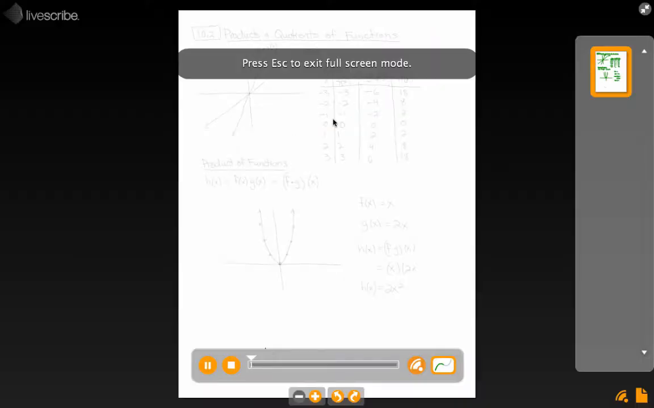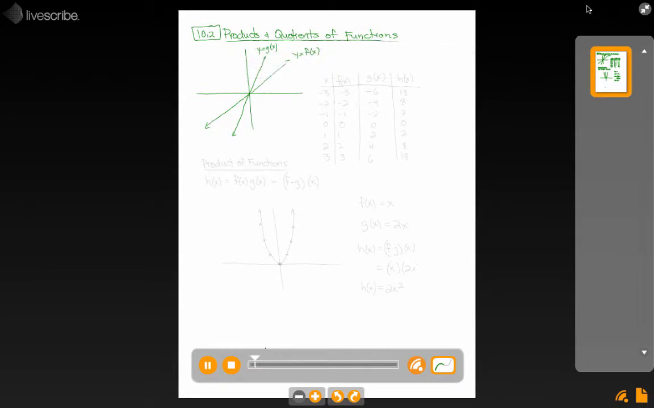This example comes out of section 10.2, products and quotients of functions. In this example, we're given two graphs. Rather than giving us the equations, they've given us the actual graphs themselves. Because I can't really use great graph paper here with these videos, I'll give you a table of values that goes with these graphs. So x and f of x, so the coordinates are very, very simple.